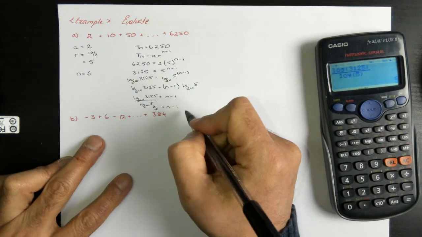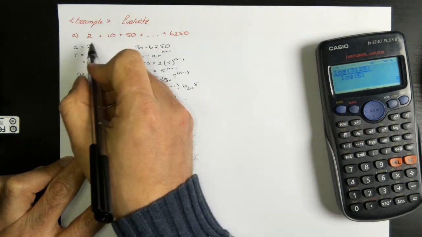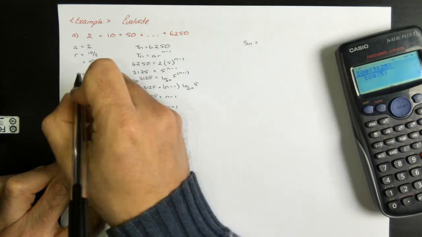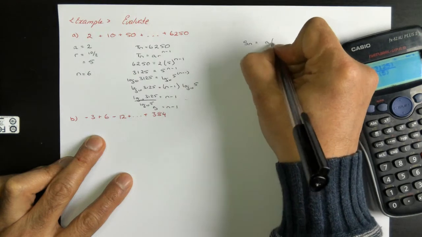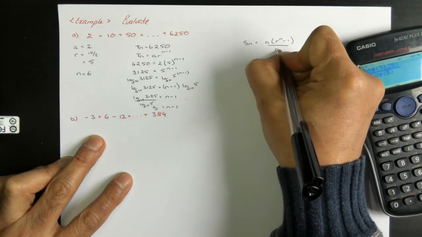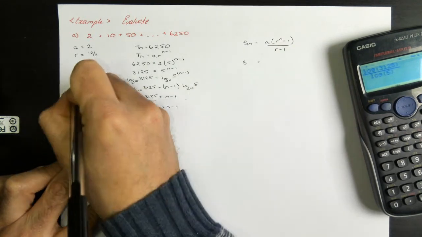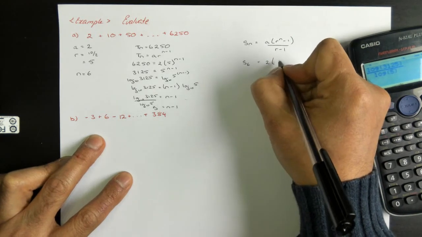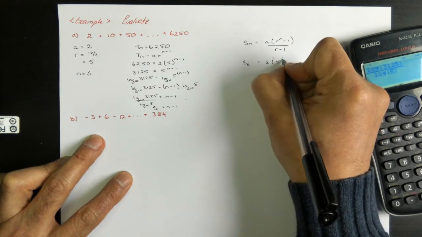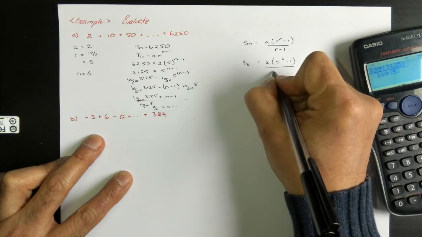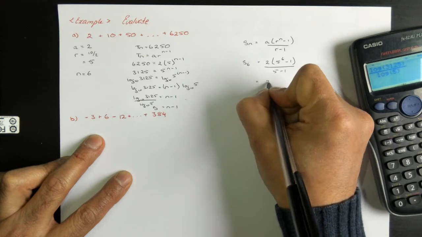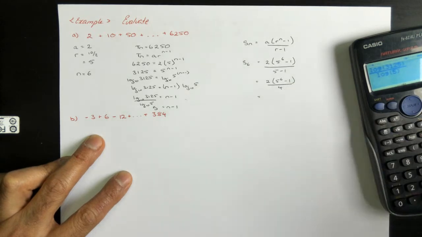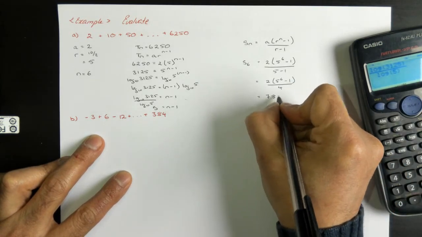Now that having done that, I can now find the sum of this geometric series. So Sn equals, now r is greater than 1, so we're using this formula. So the sum of the first 6 terms is 2, r is 5, n is 6, so 5 minus 1 is 4. So 2 over 4, so half of that is 7,812.